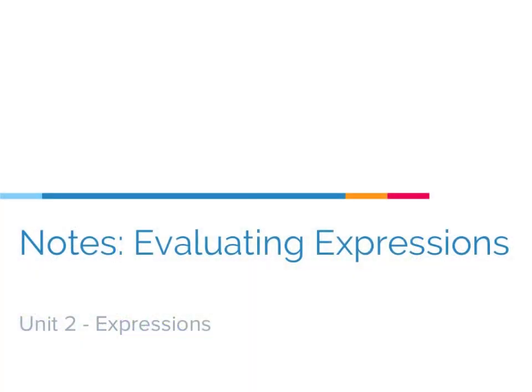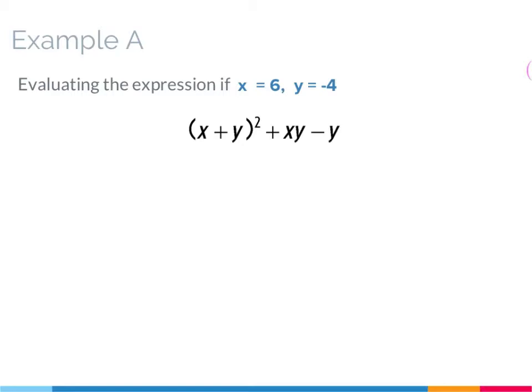So welcome back. Here we're going to be talking about evaluating expressions. So let's get right into it with example A. Here we are with example A, and it says evaluate the expression if x is equal to 6 and y is equal to -4. So I've got an expression here with a whole bunch of variables in it, no constants, only variables. And I'm going to be substituting in the numbers that I have, 6 and -4.